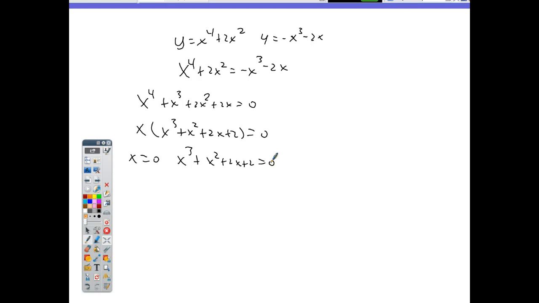So from last year, you're supposed to remember how to factor this, just for amusement's sake. Does anyone remember how to factor the 4-term polynomial? Paul, how do you factor a 4-term polynomial? Okay, you guys are on your own. You're going to have to do it yourself.